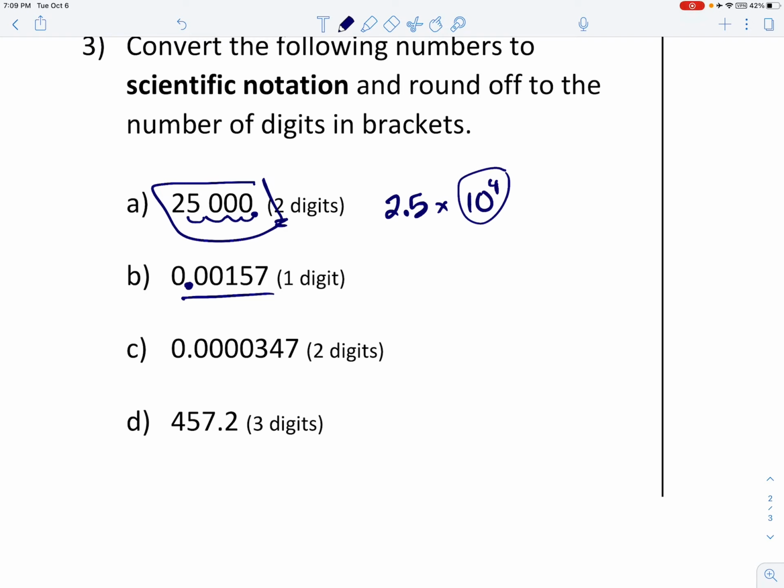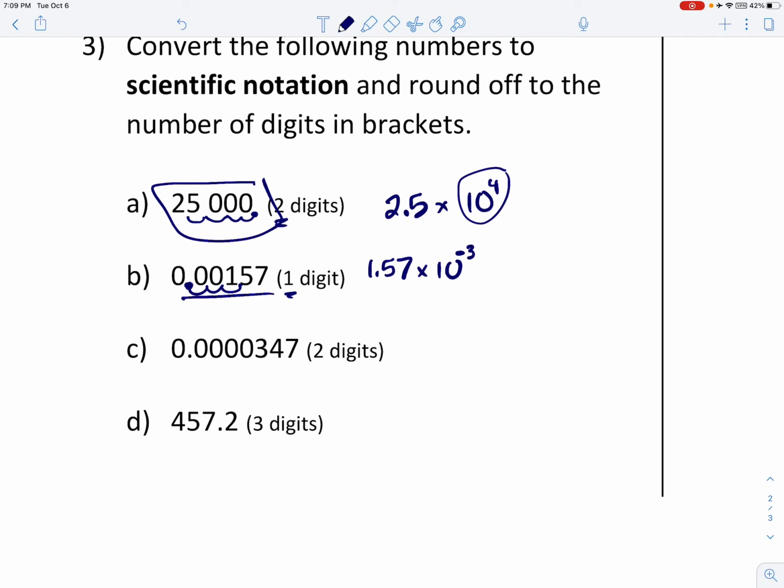How many places do you move the decimal to get a number between 1 and 10? Well, we have to move it 1, 2, 3 places. We'll now have 1.57. And then because we moved it 3 places, 10 to the 3, and because it's less than 1, the original number, negative 3. 1.57 times 10 to the negative 3.